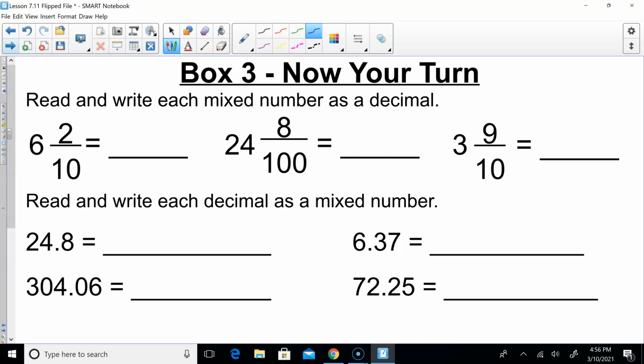And now it's your turn. So draw a big line across your page. Put box 3, put some smiley faces to help you out. And now you're going to write each of these mixed numbers as a decimal. 6 and 2 tenths, 24 and 8 hundredths, and 3 and 9 tenths. Remember, as you're writing them down, make sure you say them out loud to help you with the writing process. And the same thing, write each of those decimals as a mixed number. So I'm going to save that for you to say those out loud to help you write those down as mixed numbers. So you can pause the video, do this page right now.